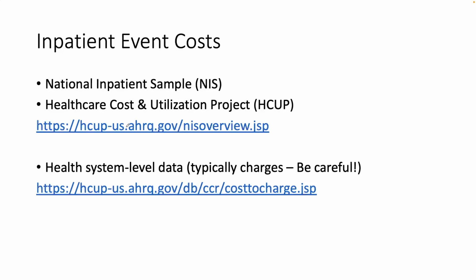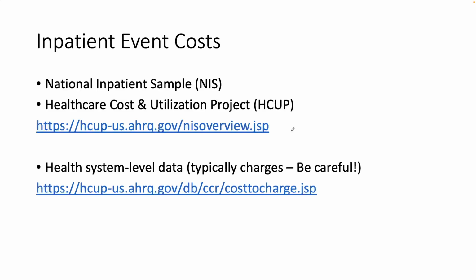For inpatient pricing or costs, there's a couple places that I get it from. So the Healthcare Cost and Utilization Project, HCUP, this is an AHRQ funded project. They provide data from the National Inpatient Sample, and you can use ICD-9 or ICD-10 and CPT type codes to pull and look at data. This is publicly available as well, but it does cost money, but it's relatively cheap. And then you can also sometimes get it from the health system.